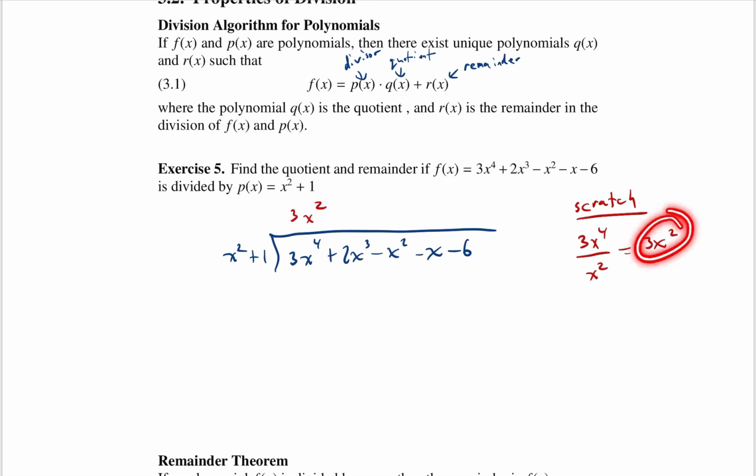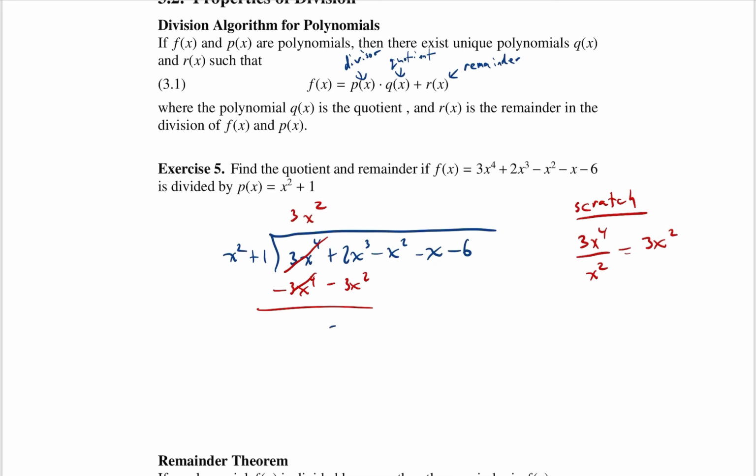That's your first term, 3x^2. Then you need to multiply, and that goes underneath. So when you multiply, that's going to be 3x^4 plus 3x^2. And then we're subtracting. So when you're subtracting polynomials, you have to put parentheses around the polynomial, and then you need to distribute the negative sign. So this becomes negative, and this becomes negative. So I'm just going to erase the parentheses and change those to both be negative. And now when we add down, you're going to get cancellation here and here.